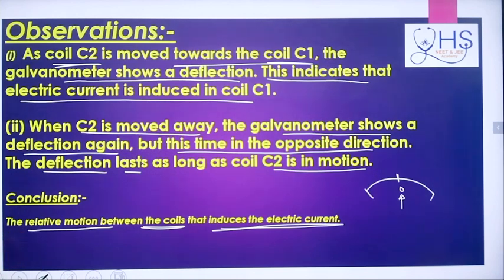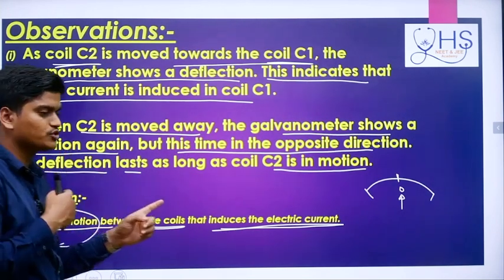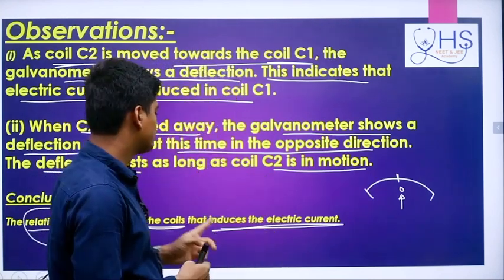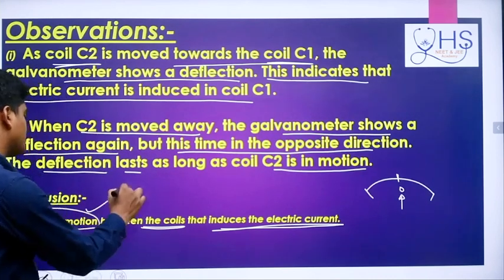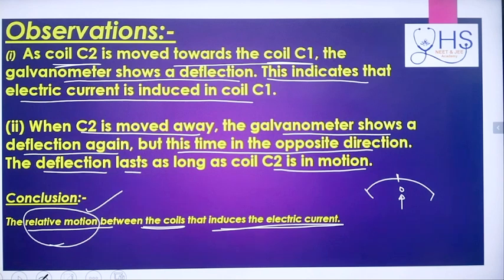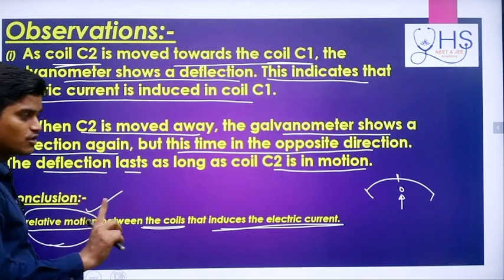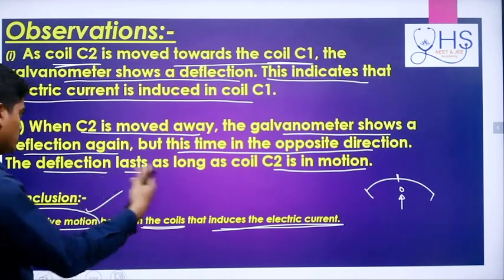So in experiment 1 and experiment 2, the word you are basically using is relative motion. Either relative motion between a coil and a magnet, or relative motion between 2 coils. So you can write these 2 observations and 1 conclusion here for experiment 2. These are all basically Faraday and Henry experiments. Now next we will go to experiment 3, which says this relative motion is not required. Some other setup we will do.